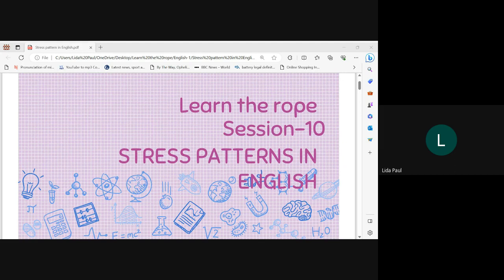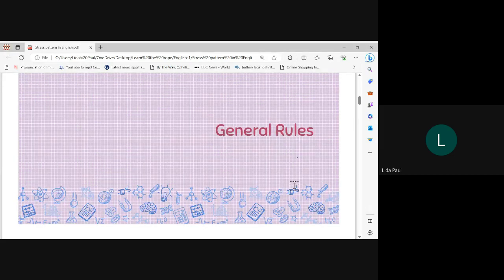We're going to look at a few general rules first before we go into specific details of stress patterns in English. They're fairly simple to understand. And in terms of applicability, you can say that about 80 to 85% of the words that you see in English, the old and the current ones, do behave based on these rules.